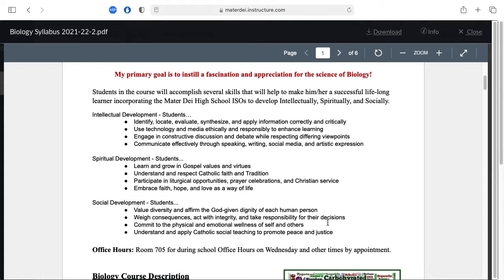that the main focus of this class is for you to really learn a lot about yourself, how things work. Where's the syllabus? It's underneath course information, right at the top of that. It's also in the acknowledge assignment.